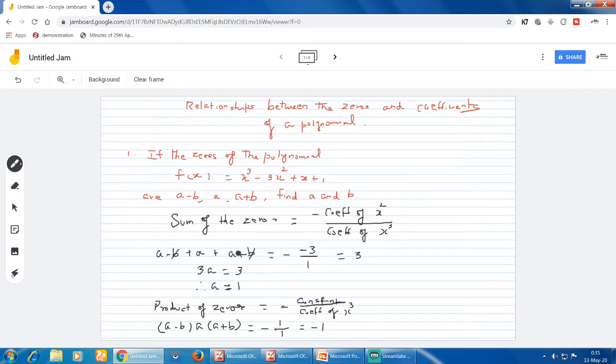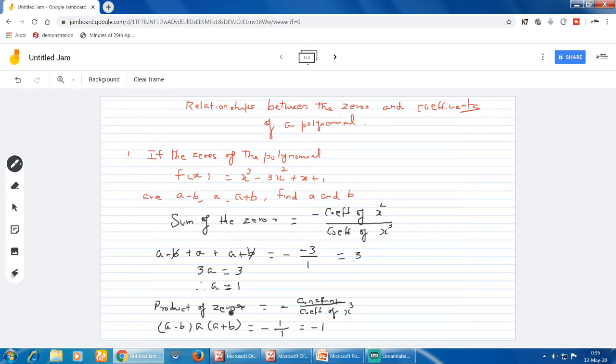And what about the left hand side? Adding, you get 3a, because minus b plus b gets cancelled. So a plus a plus a gives 3a equal to 3. On the right side you have 3. So 3a equals 3 means a equals 1. So one value, a, we got. Now we have to find b also.